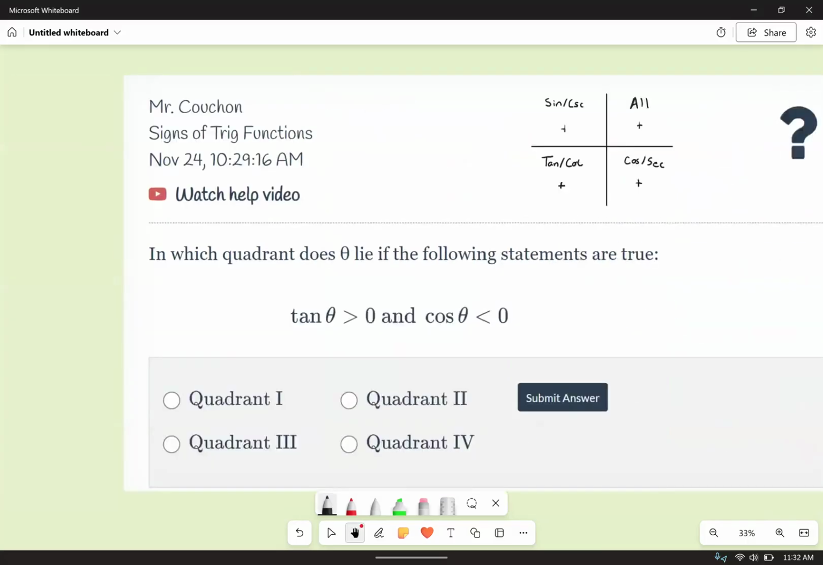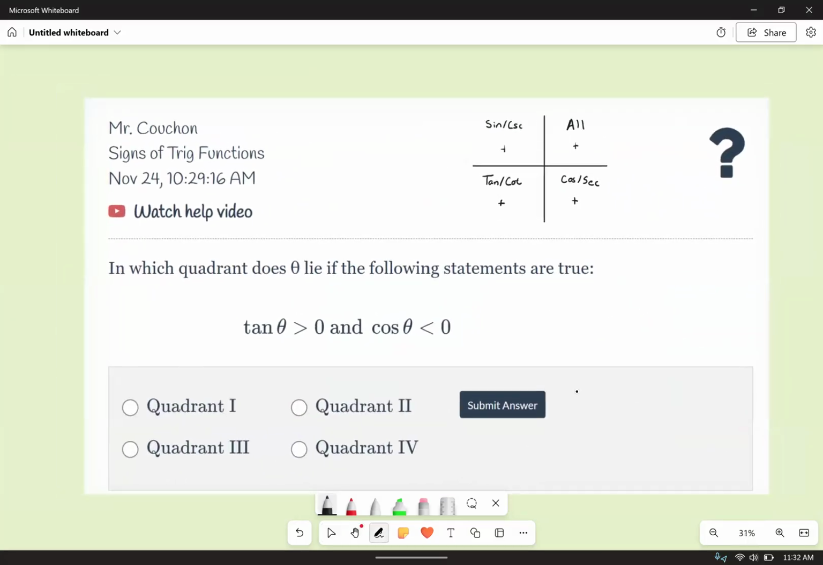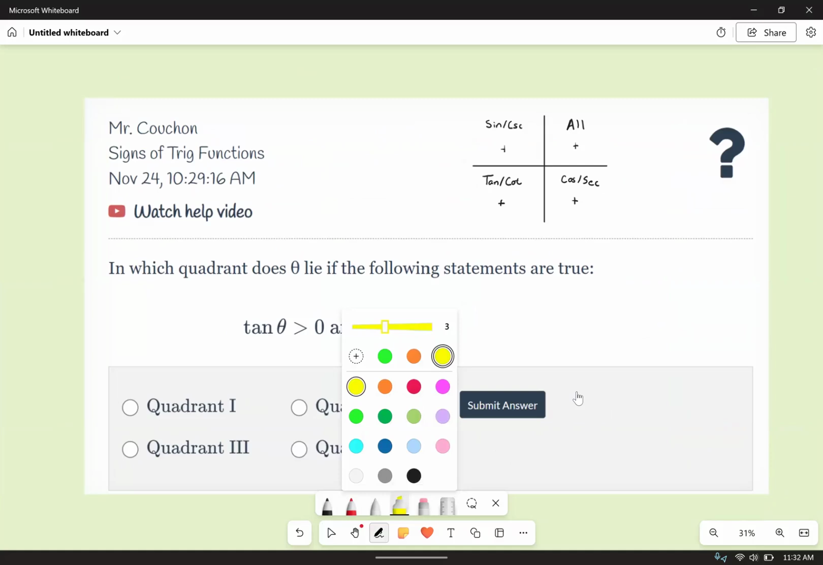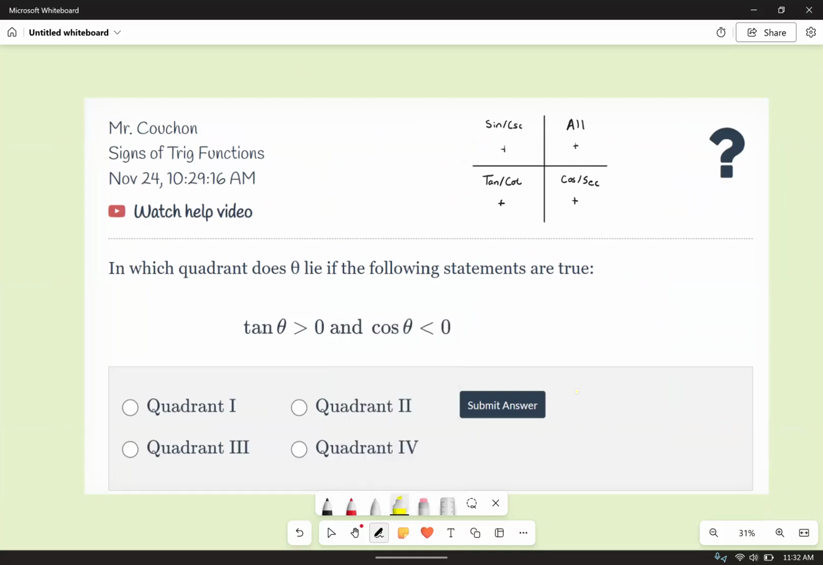All right, so now try this one on your own, and then unpause when you're done, and I'll go through it with you. Okay, you're unpausing. So when is tan of theta greater than 0? Only two quadrants, quadrant 3, quadrant 1.